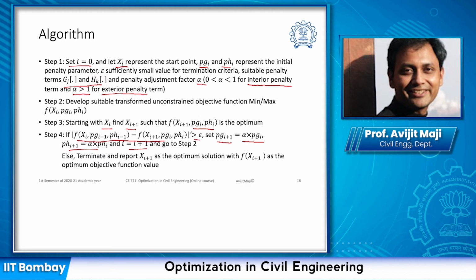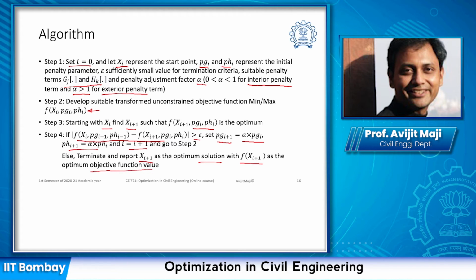So once we go to step 2, since we have adjusted the penalty parameters, we need to redevelop the transformed unconstrained objective function, and the process continues till we see improvements in the transformed objective function value. Once we see there is no improvement or the difference is within the termination criteria, then we basically terminate and report the new obtained point as the optimum solution and the objective function value as the optimum objective function value.